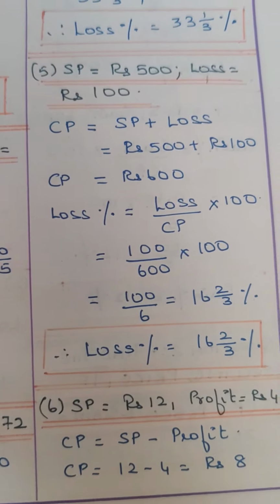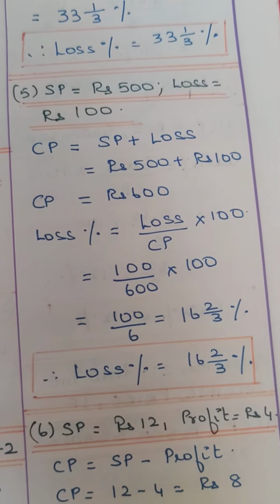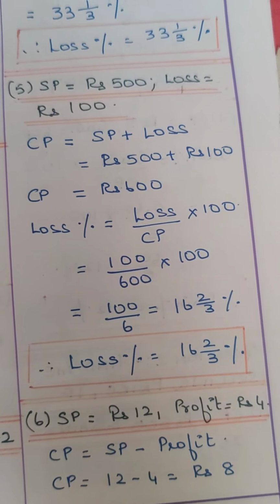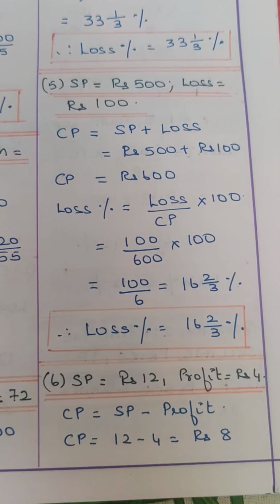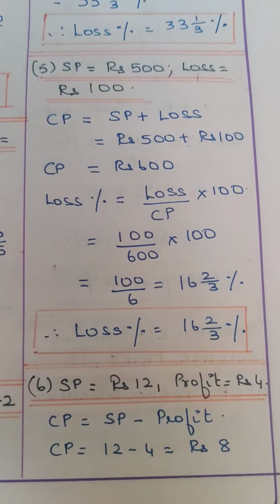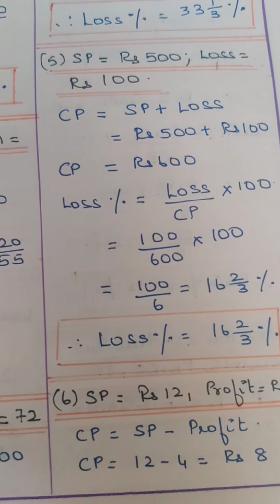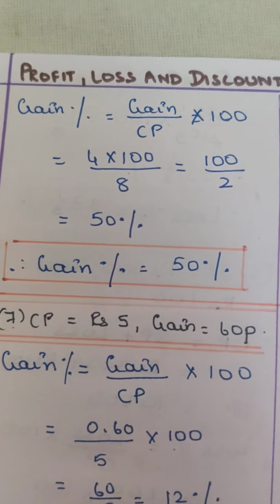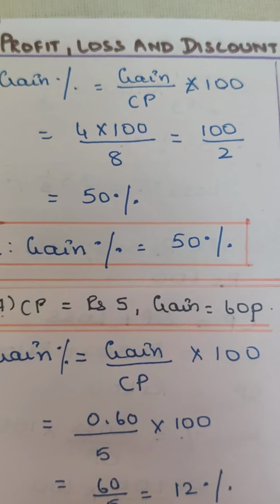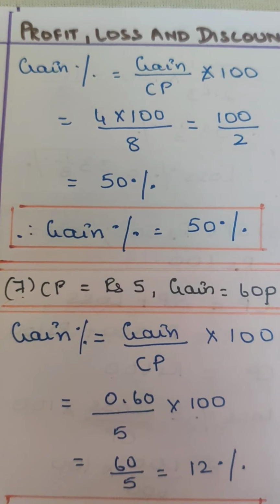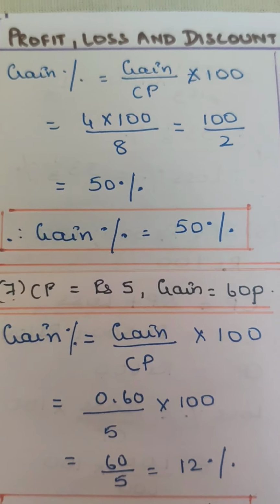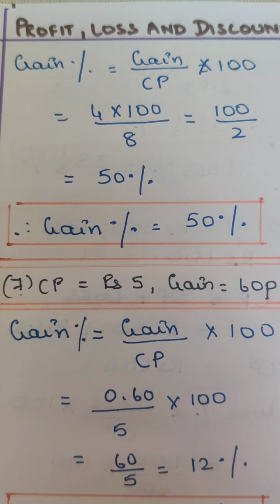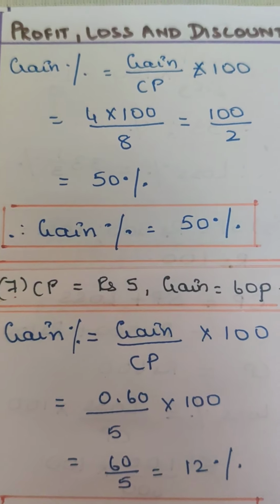Moving on to the sixth one, selling price is equal to 12, profit is equal to 4. So what will be the cost price? Cost price will be nothing but selling price minus profit. Therefore, cost price will be 12 minus 4, that is equal to rupees 8. Now, how do you find the gain percent? Gain percent is equal to gain by cost price into 100, that is equal to 4 into 100 by 8, that is nothing but 100 by 2, that is equal to 50%. Therefore, gain percent is equal to 50%.